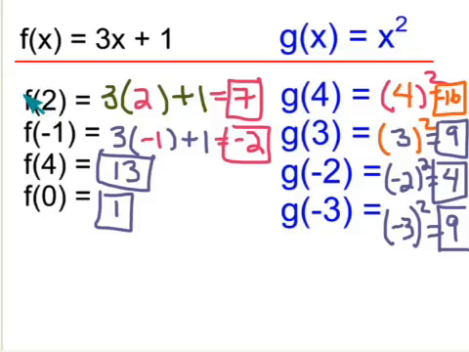So this is called function notation. Notice this is not f times 2. This is a notation that's telling you to run 2 through this machine here. It's called function notation. We're going to use it all the time in algebra, so you need to get used to seeing this.